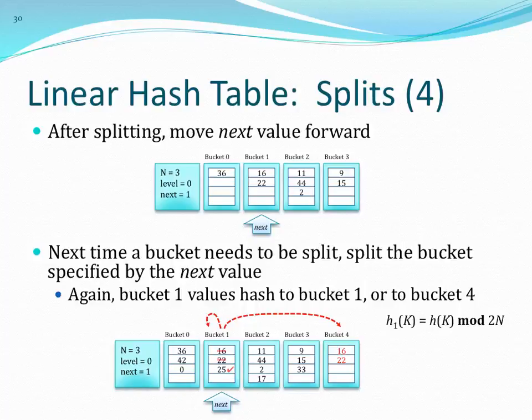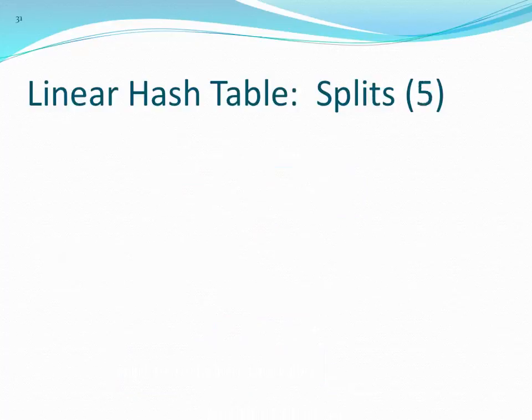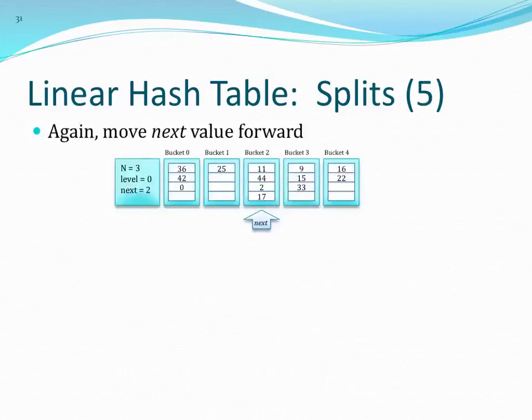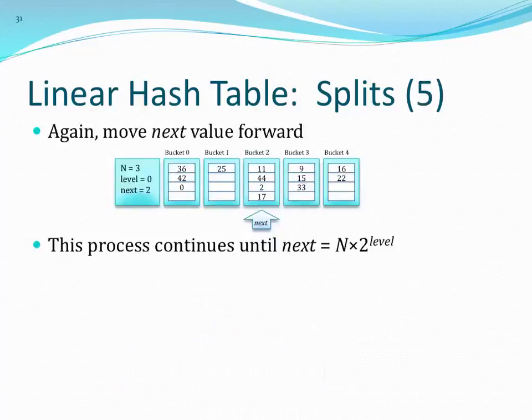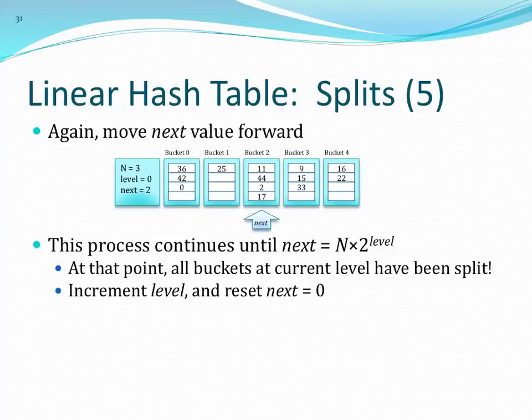And again, once we do this, we move next forward because we split bucket 1, bucket 2 is the next one on the chopping block. Okay? And of course, we do this until we finish the entire current level. So we would split bucket 2 next into bucket 2 and bucket 5. And next would go up to 3, and we'd say, oh, next is now n. So what we do is we reset next to 0, and we increment the level. Okay?